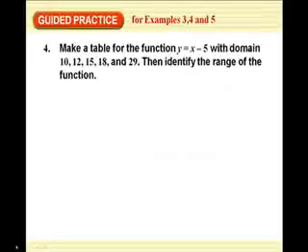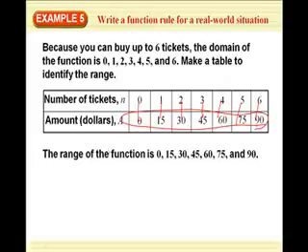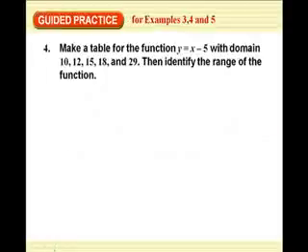Okay, and then we didn't talk about it. The independent variable is the number of tickets, and then the dependent variable is the amount of dollars, because remember, the money we spend depends on how many tickets we buy. So that's our independent variable, number of tickets, and the dependent variable was the amount in dollars.